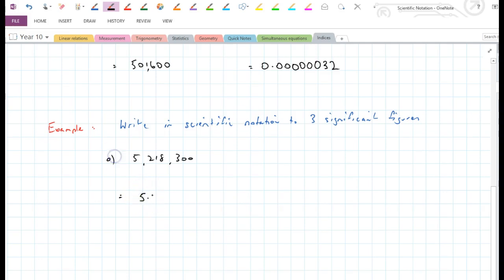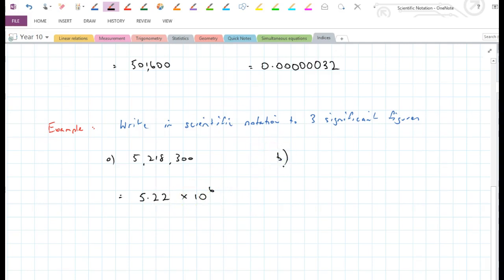So 5.2, so that's first significant, second significant figure. This is the third significant figure. Now, do I write a 1 or a 2? So I go to the next digit, the 8. That says round this 1 up to a 2. So it's 5.22 to 3 significant figures times 1, 2, 3, 4, 5, 6 to get it back to where it was in the question. So look at this. This is 3 significant figures. We've rounded this number off to 3 significant figures using scientific notation.